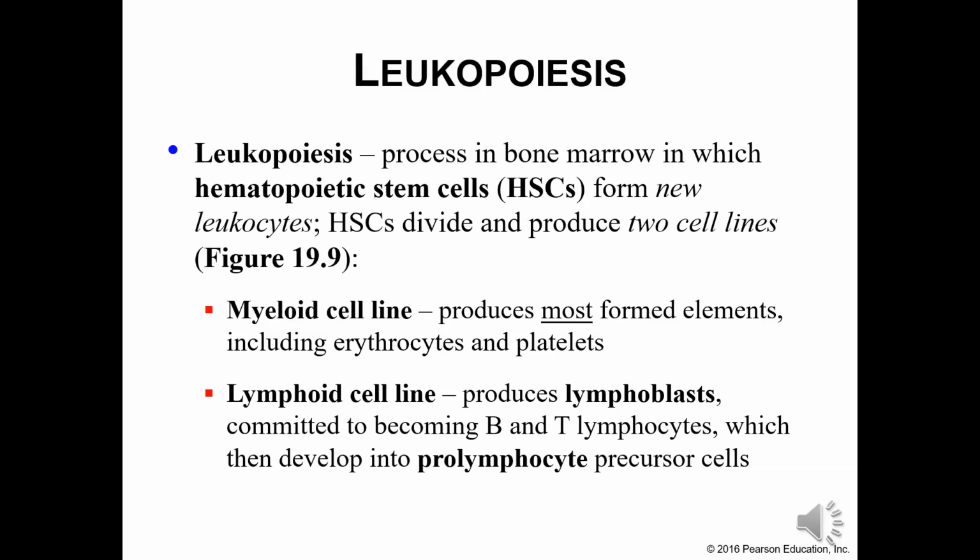So the hematopoietic stem cell will divide and basically produce two cell lines. One is the myeloid cell line, the second one is the lymphoid cell line. Your myeloid cell line produces most of your formed elements, like your basophils, neutrophils and eosinophils, and it also produces your erythrocytes and your platelets. The lymphoid cell line produces mainly the lymphoblasts, which then become committed to becoming either B cells or T cells, which then develop into prolymphocyte precursors.